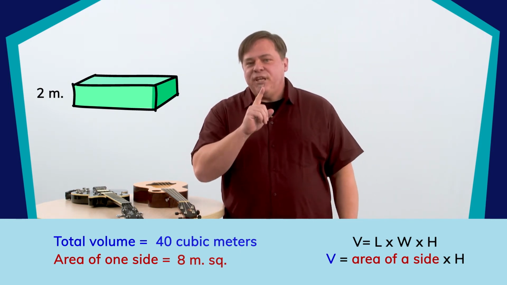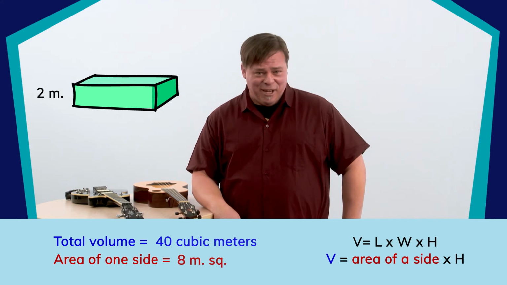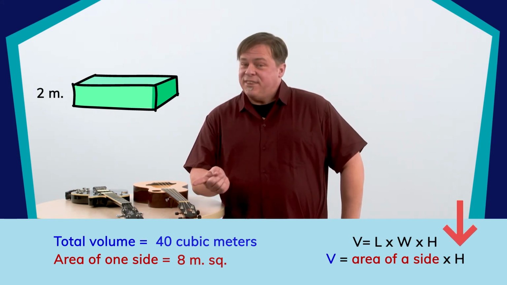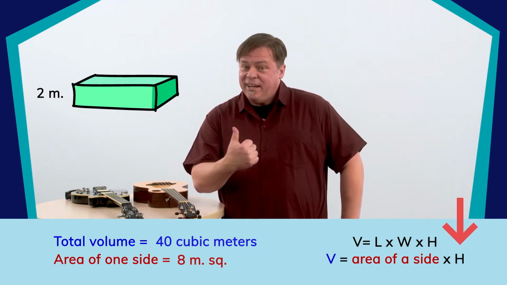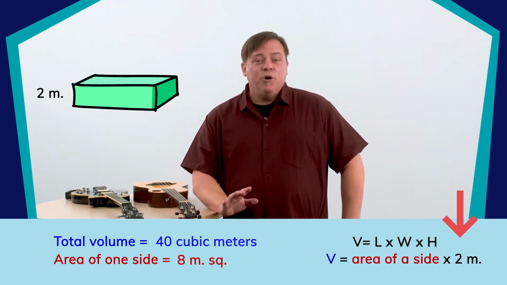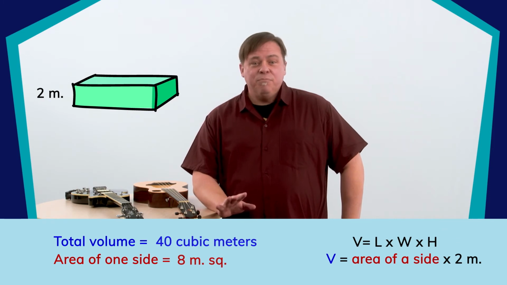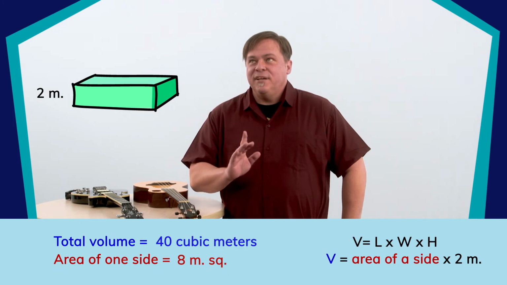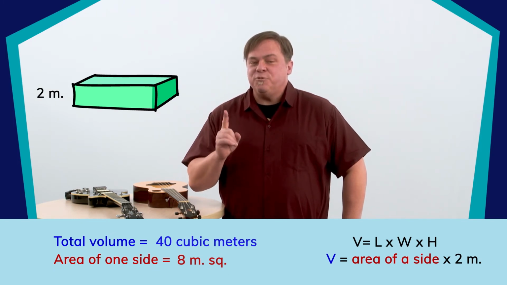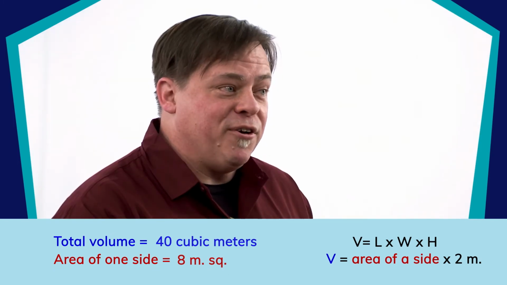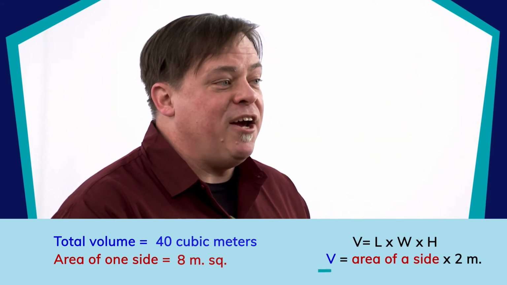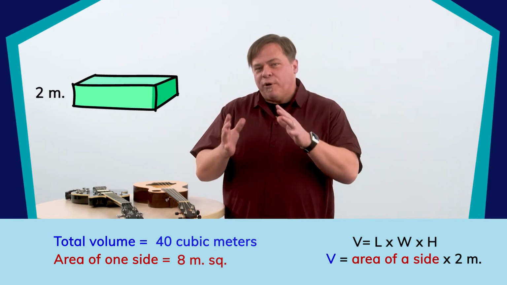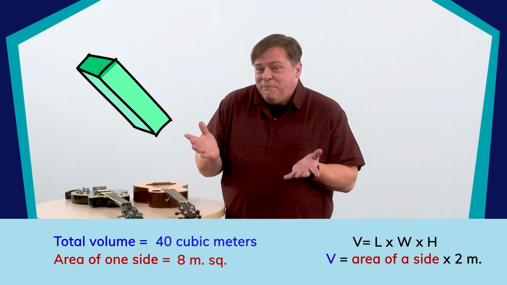In this case, if you look at my cool virtual diagram, we can see that we actually know the height, which was the thing we needed to know the last time. Height is 2 meters here. We don't know the width or the length, but we do know the area of one side, 8 meters squared. Volume equals length times width times height. We rewrote that earlier as volume equals area of one side times height. But depending on which way you orient the prism, any side could be the height.